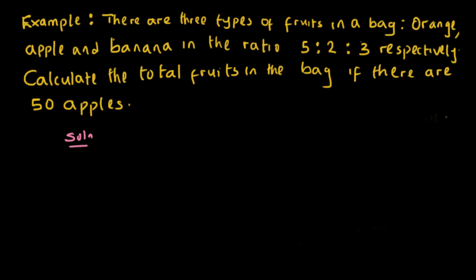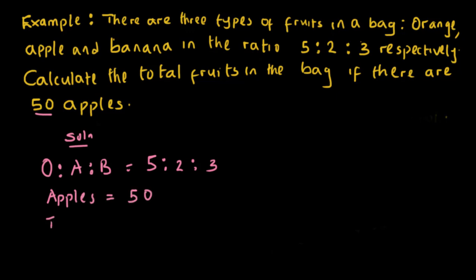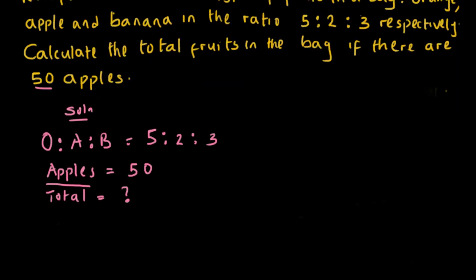We know that the ratio of orange, O for orange, ratio apple, A for apple, ratio banana is 5:2:3. Is that okay? Now we are told that there are how many apples in the bag? 50 apples. So we have number of apples equals 50. And we are told to find the total amount of fruits in the bag. Now we are given the number of apples in the bag as 50. So to solve this question, we have to write the formula for number of apples.